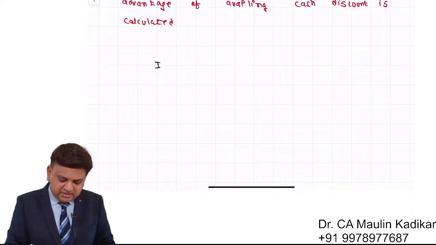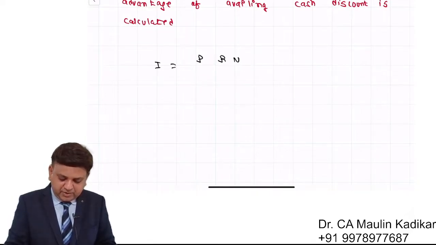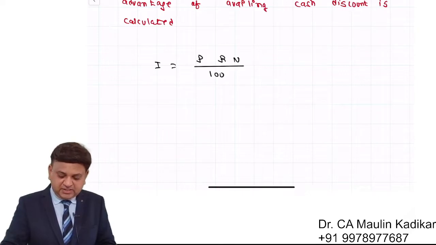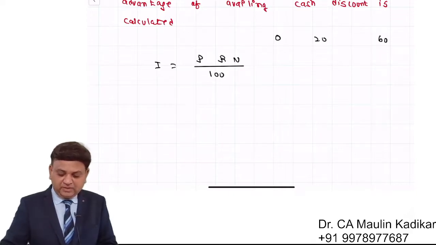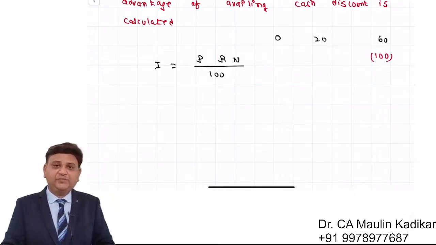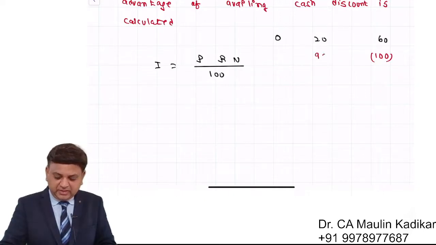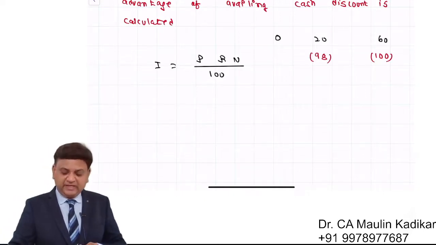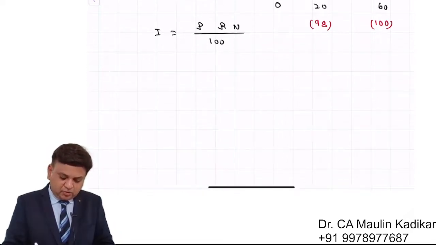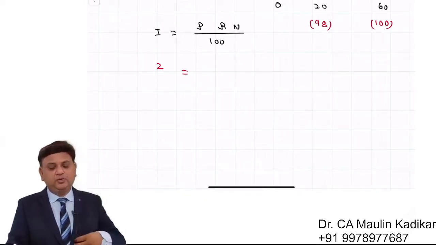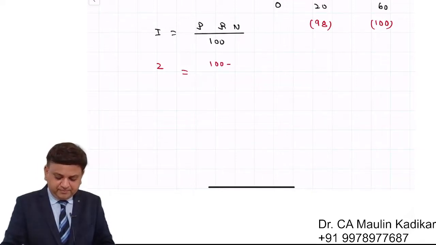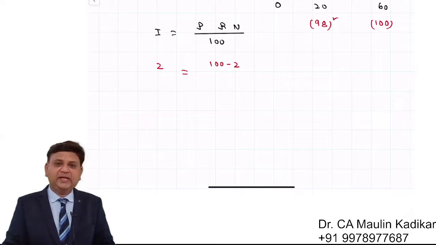See, I is equal to PRN upon 100. See what happens at the day 0, day 20 and day 60. Generally we make payment on 60th day an amount of 100 rupees. However, for the purpose of availing cash discount, we will make payment on 20th day 98. So basically we get an advantage of 2 rupees. How 2 rupees is calculated? 100 into 2 percentage. This advantage is available to you when you make payment of rupees 98. How 98 is calculated? 100 minus 2.